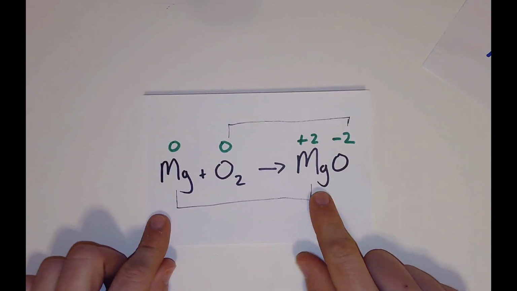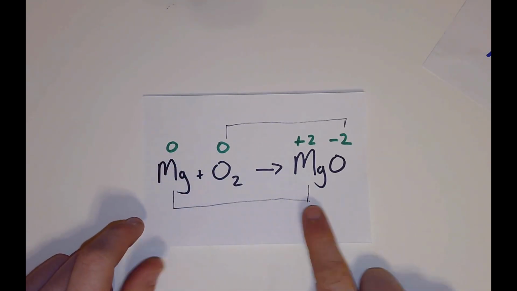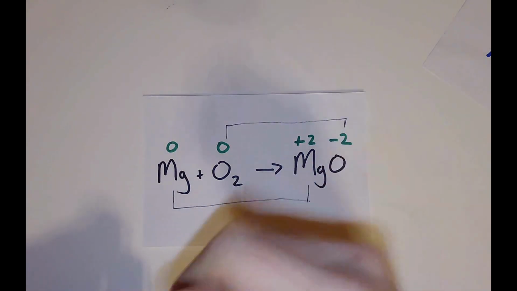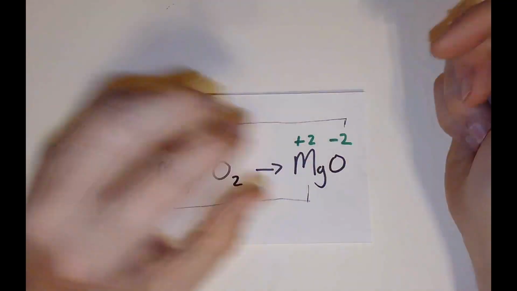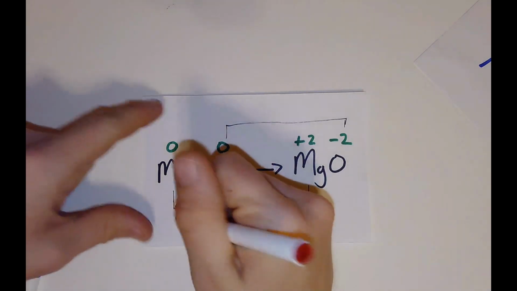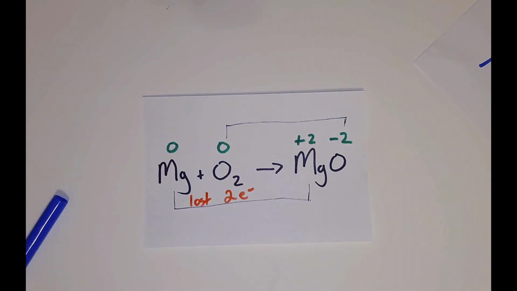So a question, what happened to magnesium? One of the things that's interesting here is this actually tells us a lot more about it. For magnesium to go from 0 to +2, it had to lose electrons. It had to drop electrons away. It had to give them to something else. In other words, for this particular thing, I had to lose electrons. And I didn't just lose one, I lost 2. So I could say this lost 2 electrons.